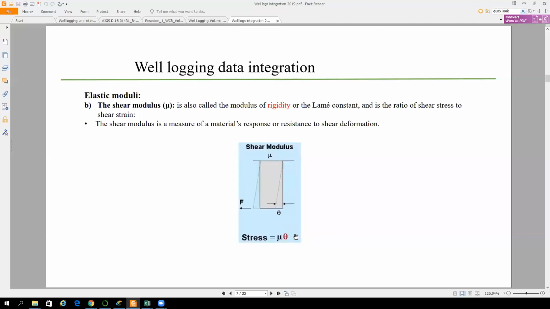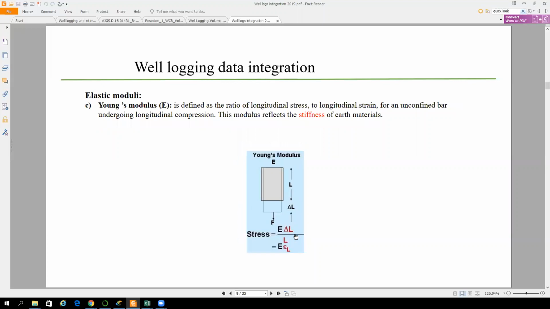We have also the shear modulus. The shear modulus is also called the modulus of rigidity, or the Lamé constant, and is nothing but the ratio of the shear stress to the shear strain. And the shear modulus is a measure of the material's response or resistance to shear deformation.